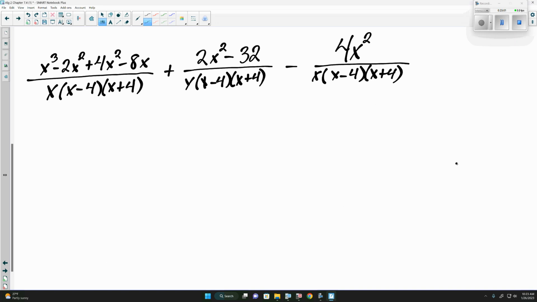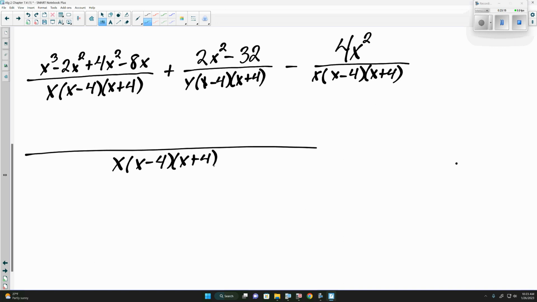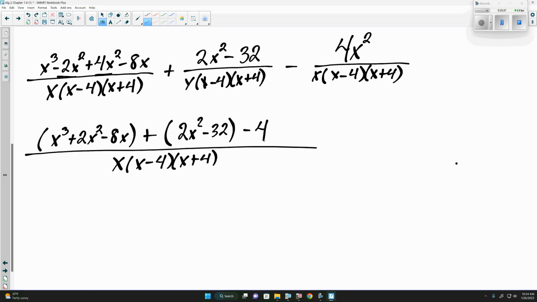Questions on how we got to this part here? All right. We're going to put these all under 1, over 1 fraction, and merge them into 1 fraction. Now we're going to do kind of 2 steps here all at once. One of them is putting them together, and 2 is combining like terms. Because this first one here, we have x cubed. Negative 2x squared plus 4x squared is plus 2x squared, minus 8x, plus 2x squared minus 32 minus 4x squared.